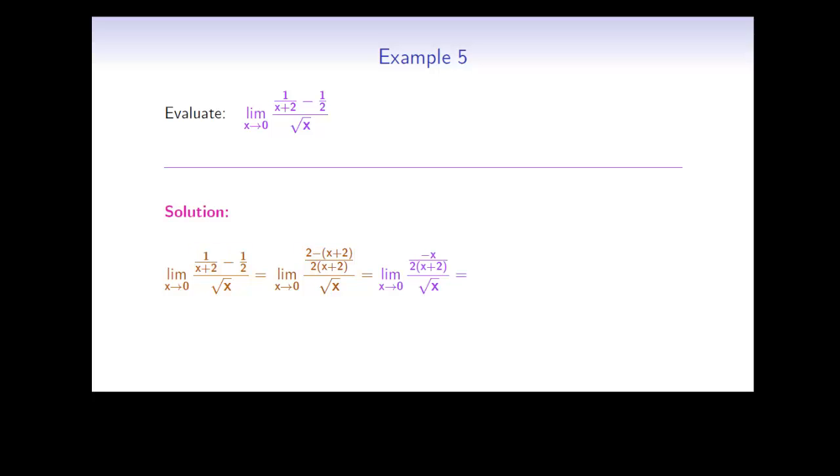Rewriting this, simplifying the very top numerator, we get negative x. Dividing by square root of x is the same as multiplying by 1 over square root of x. Now, negative x divided by square root of x becomes negative square root of x in the numerator. Now there's no longer any division by 0, so we can insert x equals 0 and compute the final answer, which is 0.